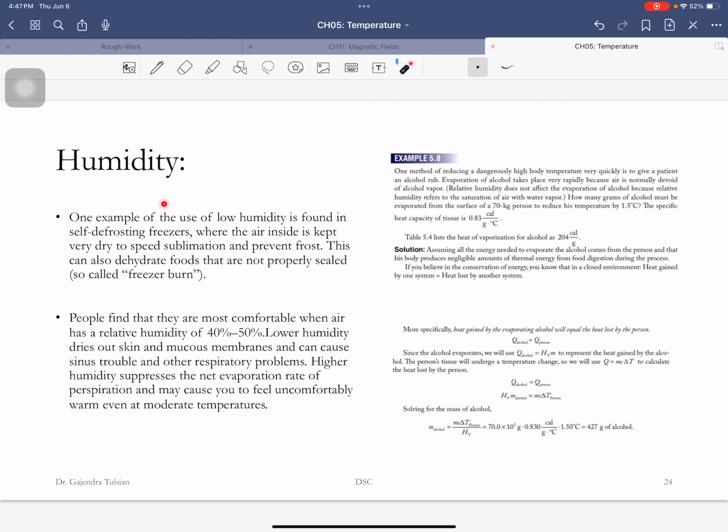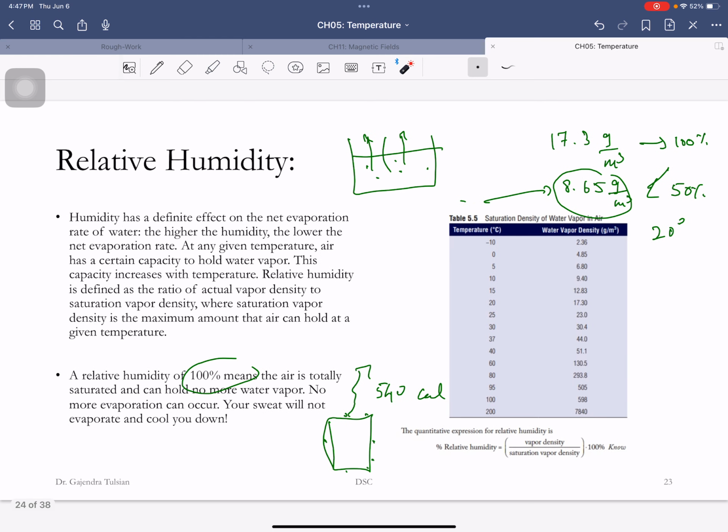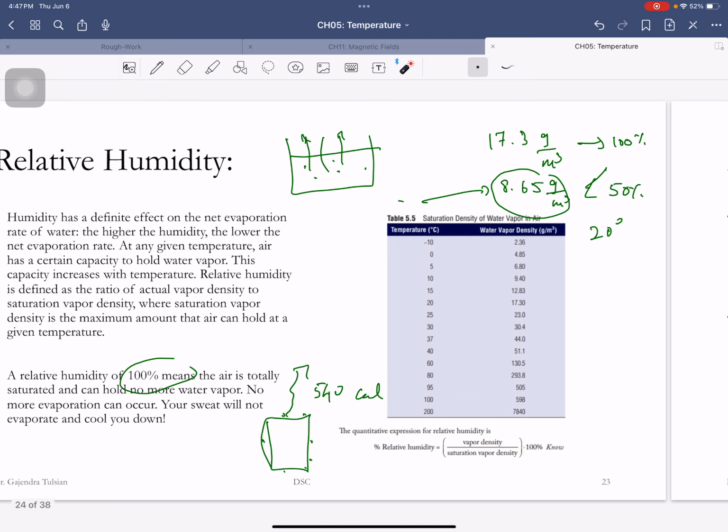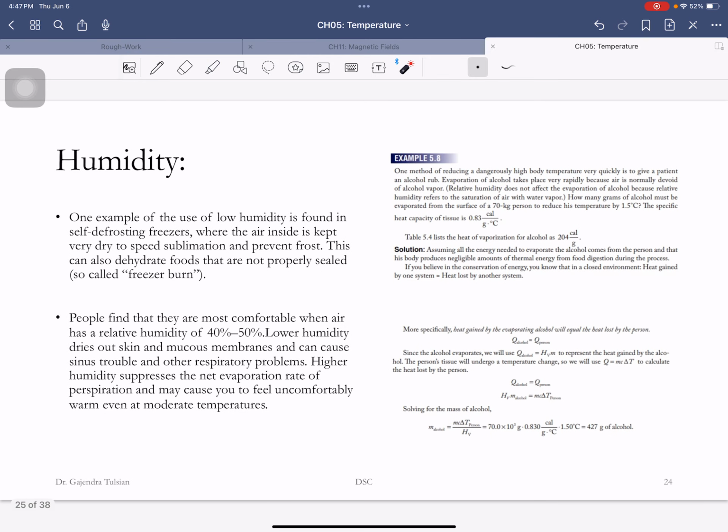And of course, if the humidity is low, then your sweat evaporates easily, and you can cool down fast enough. Okay, so here's one example of use of low humidity. It is found in self-defrosting freezers, where air inside is kept very dry to speed up sublimation and prevent frost.